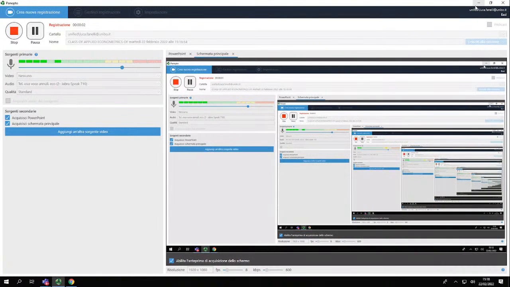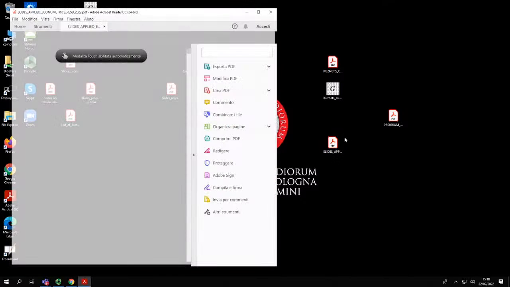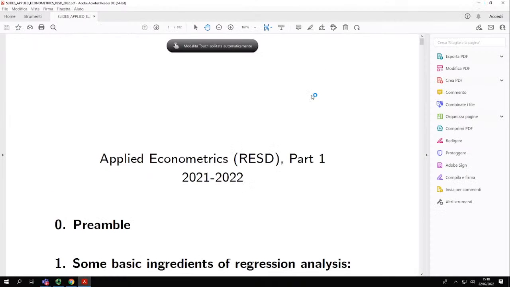Welcome to our class of applied econometrics of Tuesday. Today is the 22nd. Today the change of room has been quite shocking for me. I don't like this room, I have to say.